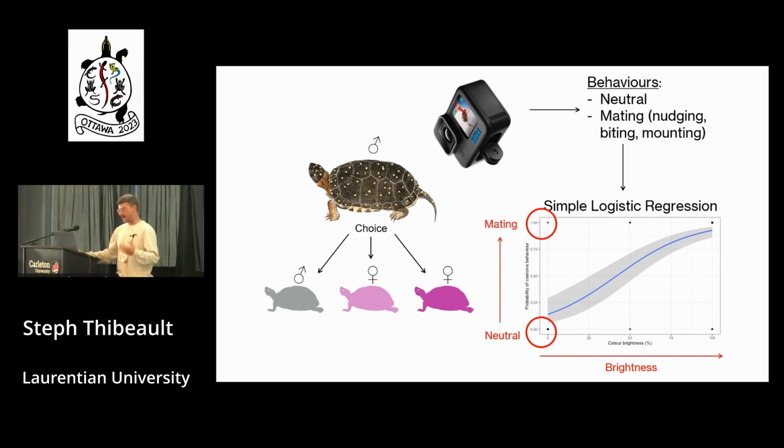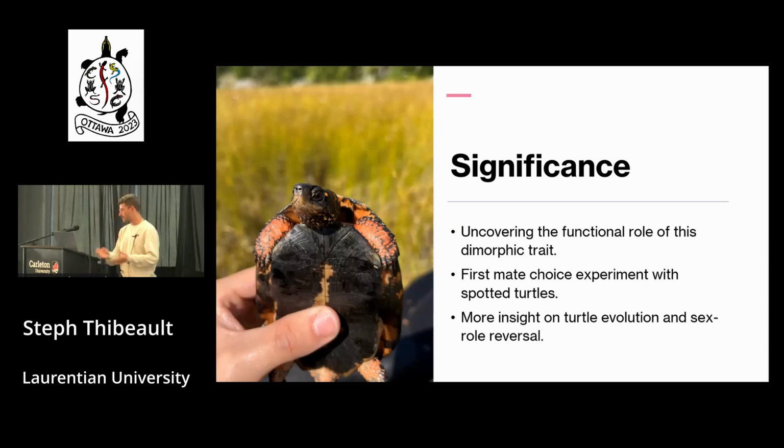And so why exactly am I doing this? Well, again, no study has tried to uncover the functional role of this trait in the species. It's also the first mate choice experiment that we know of that's been used on spotted turtles. And of course, this could also give us more insight into turtle evolution and the weirdness that is sex role reversals in the animal kingdom, right?